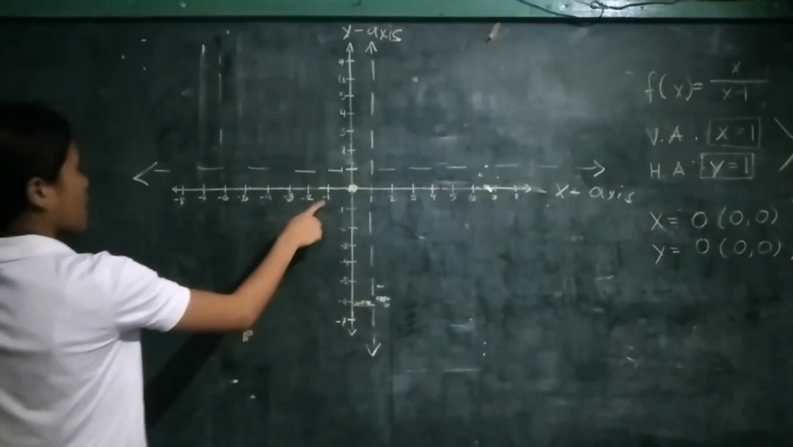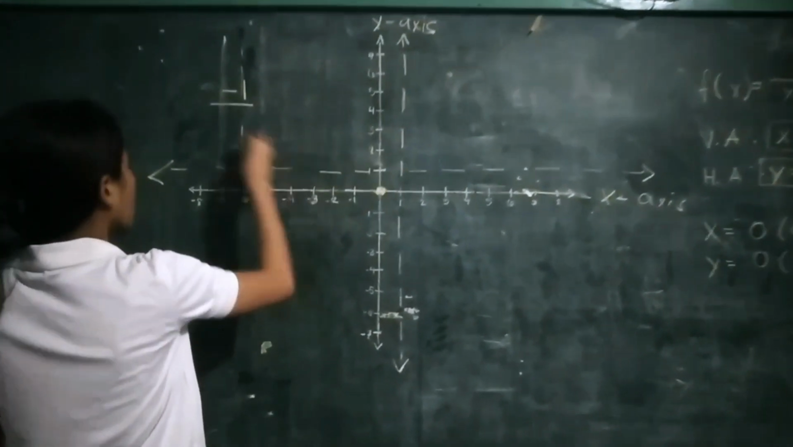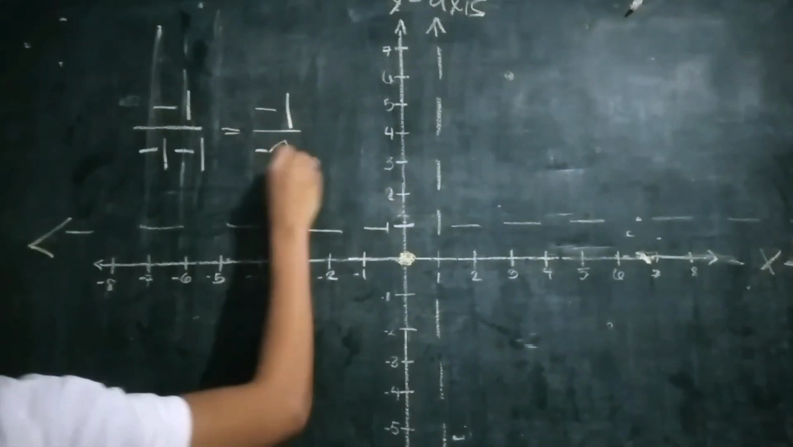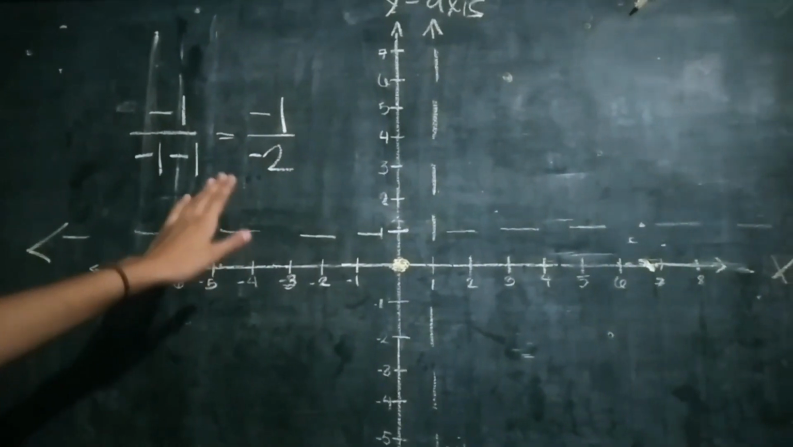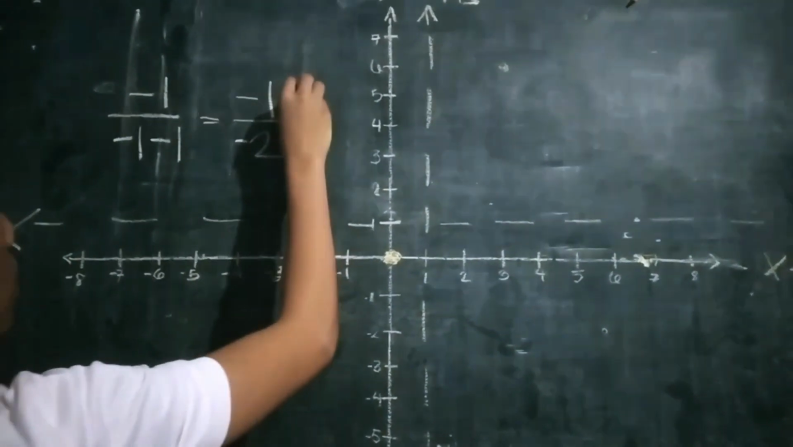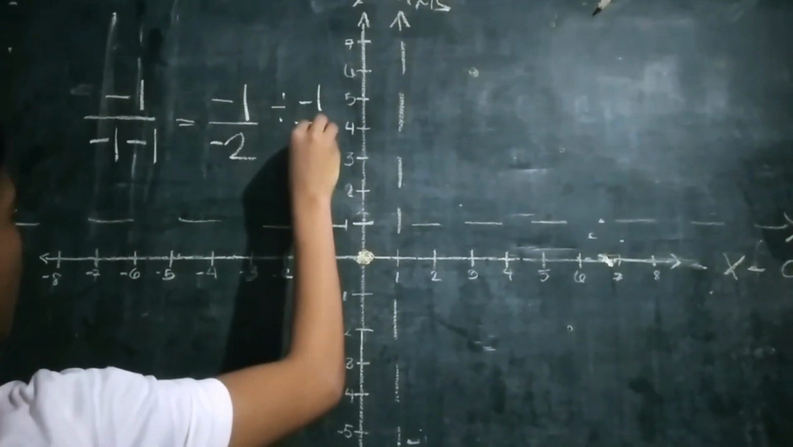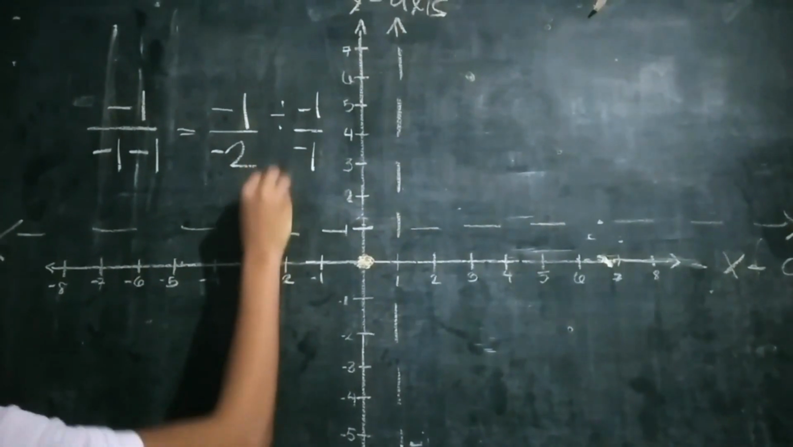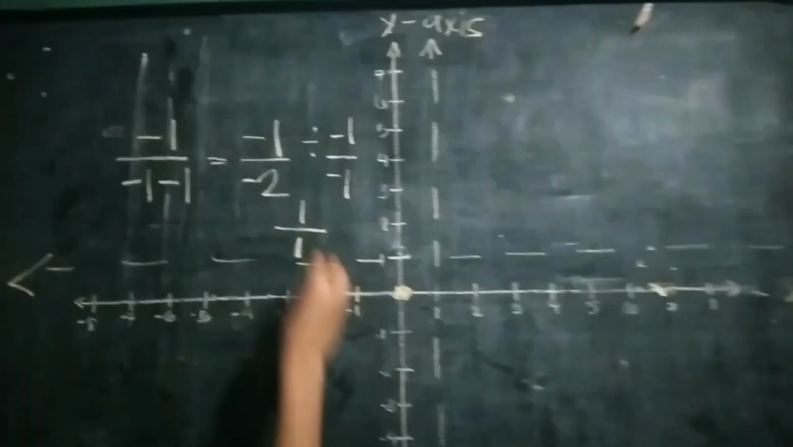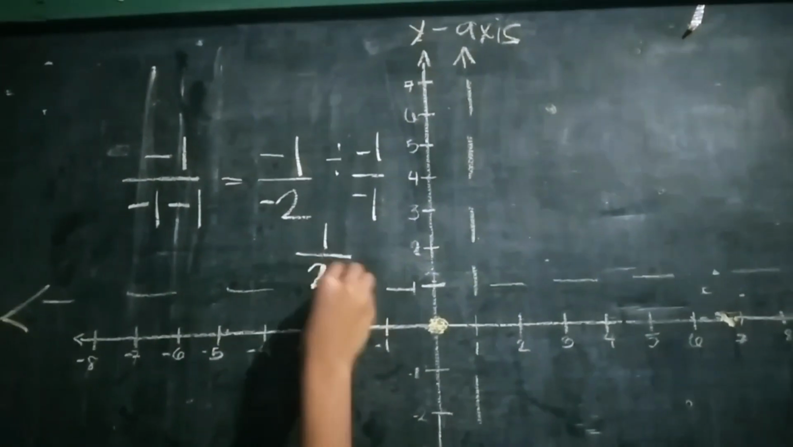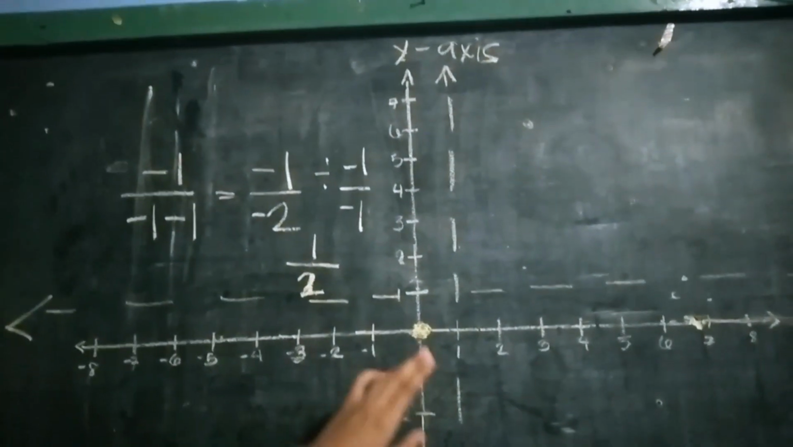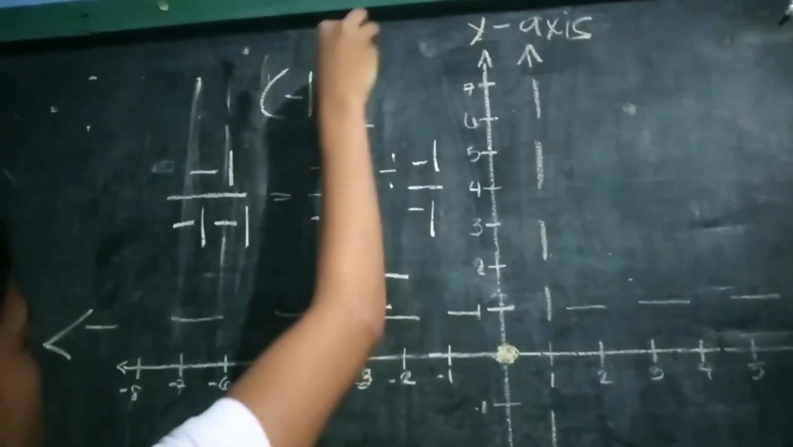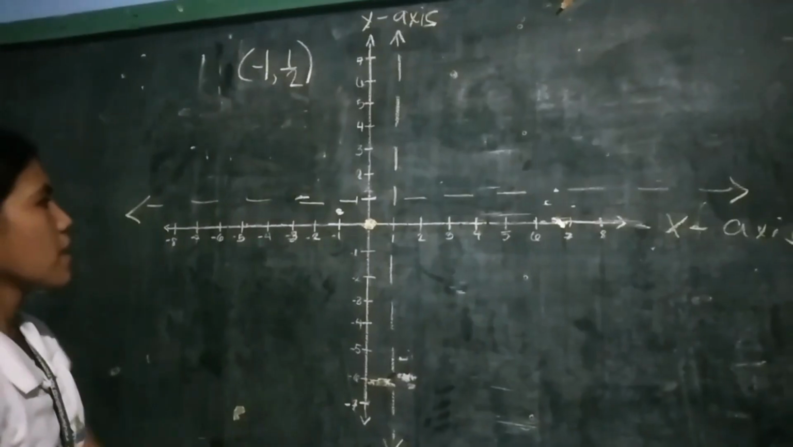So let's solve. Substitute negative 1 for x. It equals negative 1 over negative 2. Negative 1 over negative 1: the sign changes, it becomes 1, so the result is 1/2. So our second point is negative 1 and 1/2. We have already 2 points.